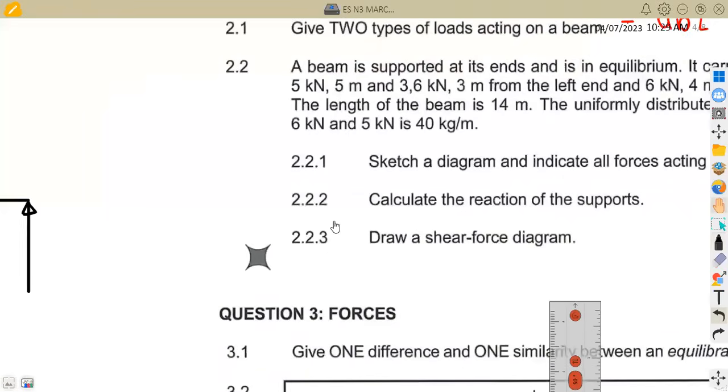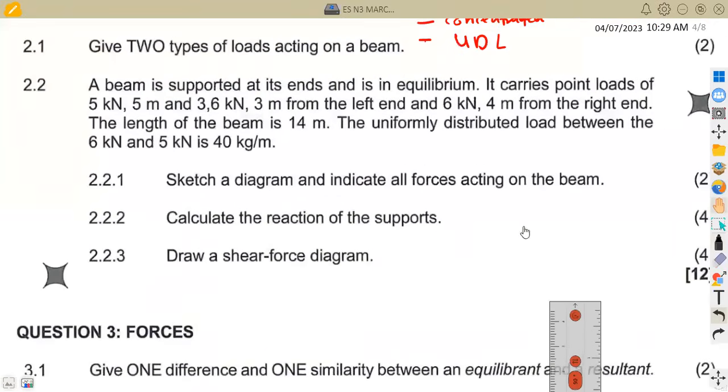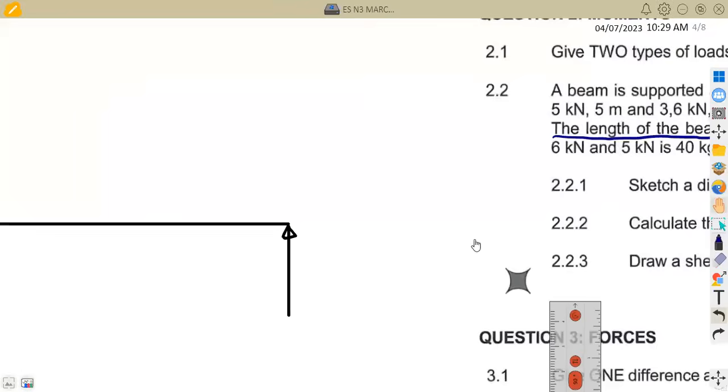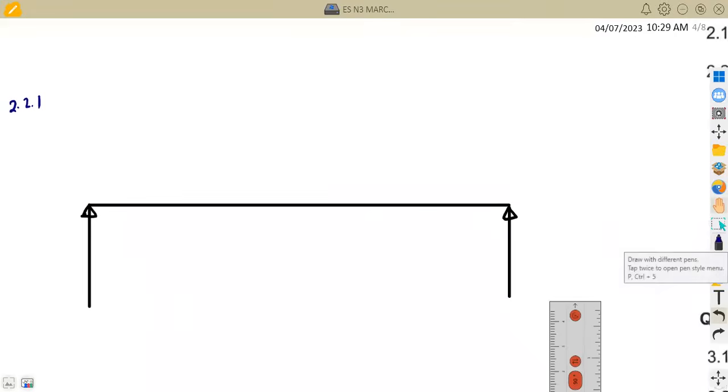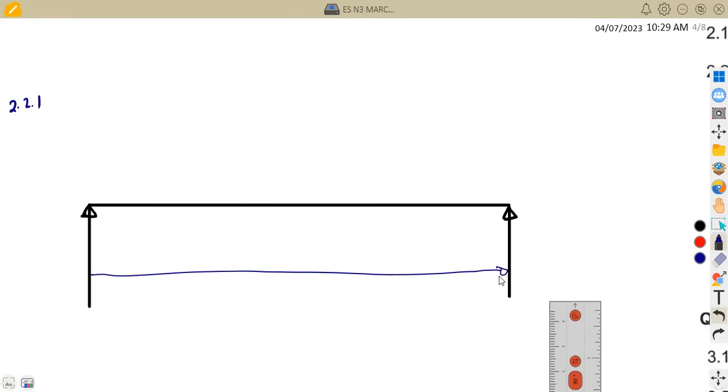So we are given that, if you are to check here so that we do not have confusion, I want us to work with this statement. The length of the beam is 14 meters, meaning to say from these 2 points that we have, there is a distance of 14 meters in between. Let me just indicate it here. I'll erase later on. But what we must know is that in between here, we have got 14 meters.